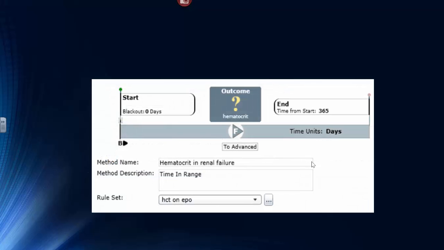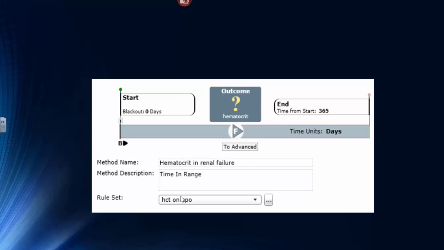Just as in other methods, we have the racetrack paradigm, the start flag, which starts at the index, going forward in time to an end flag of 365 days, and we're going to measure hematocrits. So from everyone's index date, which is the moment of the erythropoietin prescription, we're going to follow them forward 365 days, and we're going to measure all their hematocrits.